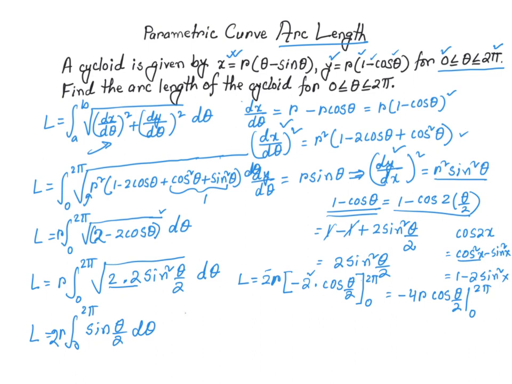So L is equal to negative 4r times cosine of pi minus cosine of 0, right? Now cosine of pi is going to be negative 1, right? And cosine of 0 is 1. So that's going to give me negative 4r times negative 1 minus 1. That's going to give you negative 2. If you simplify it, it becomes 8r. So the arc length L is going to be 8r.